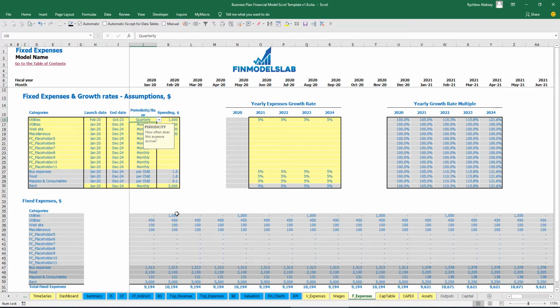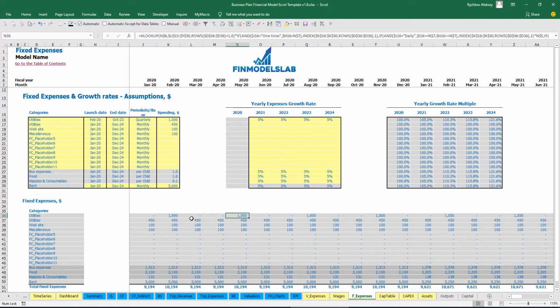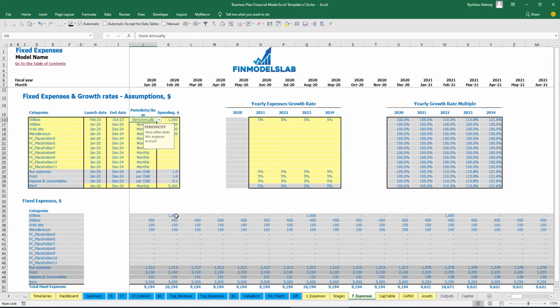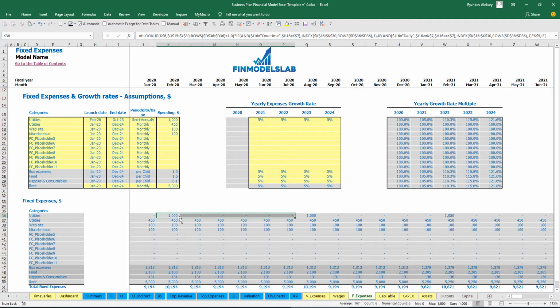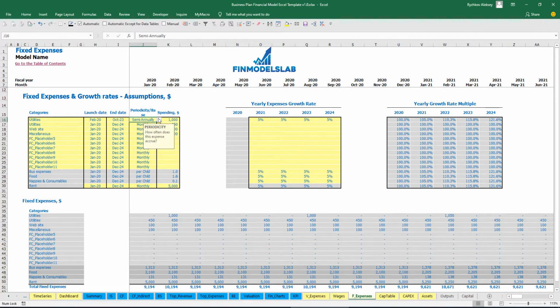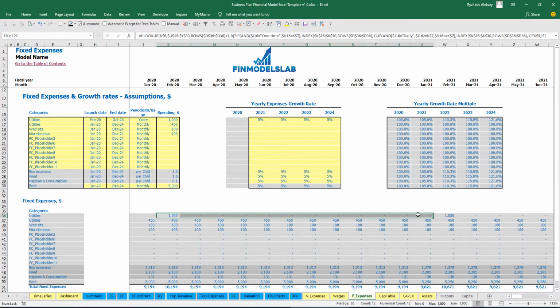In quarterly, you will have 1000 each quarter, starting from February. If you select semi-annually, you will have 1000 each half a year. And the last option is yearly, you will have 1000 once per year.